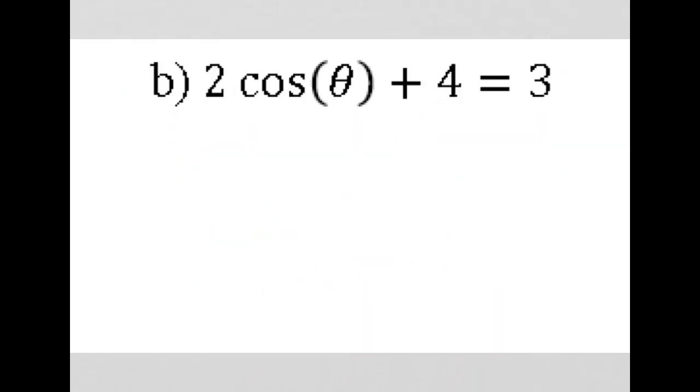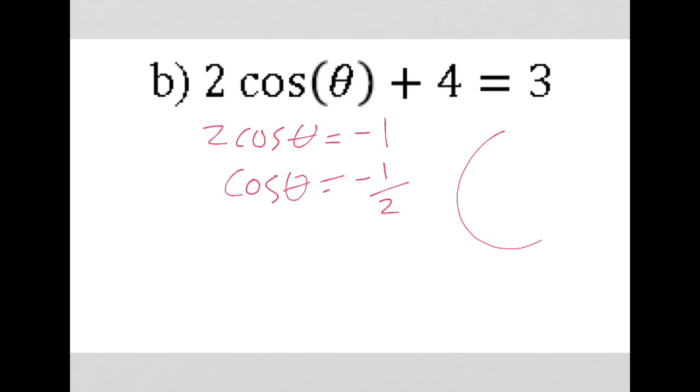Cool. Let's do another one. 2 cosine theta plus 4 equals 3. Again, let's isolate the trig value. So 2 cosine of theta equals, subtract 4 from both sides, -1, and divide by 2 on both sides to get cosine theta equals -1/2.